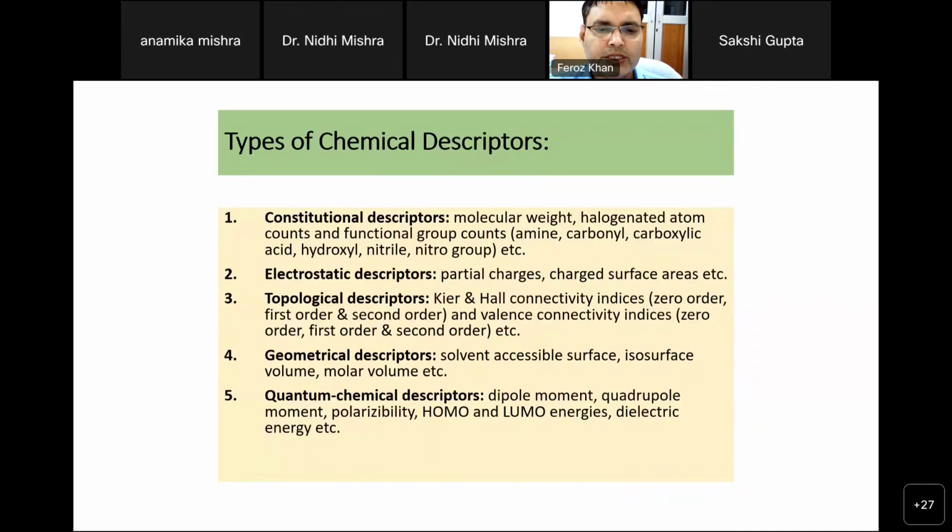So if you see the standard or commercial software, even open source softwares, there are options to have more than 1000 or 2000 chemical descriptors. But whether these 2000 are all needed, questions will be discussed at the end of the session.